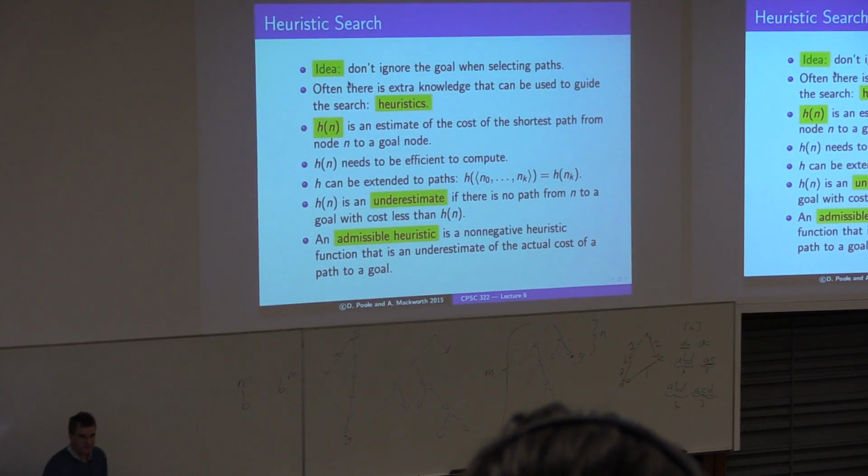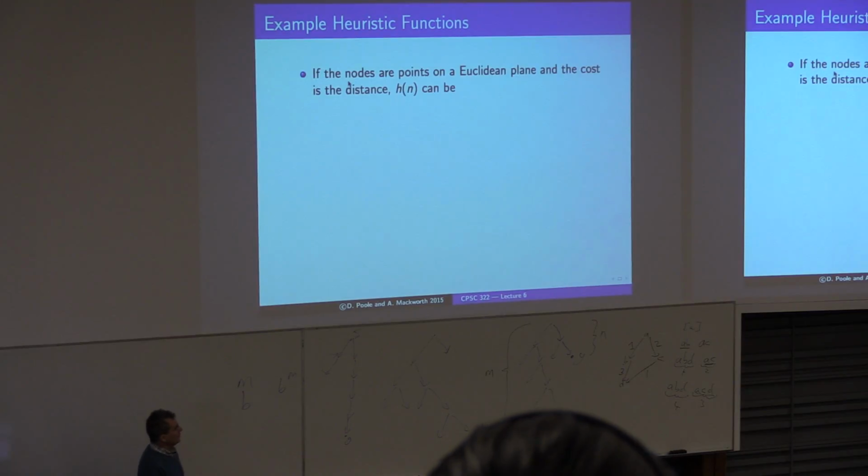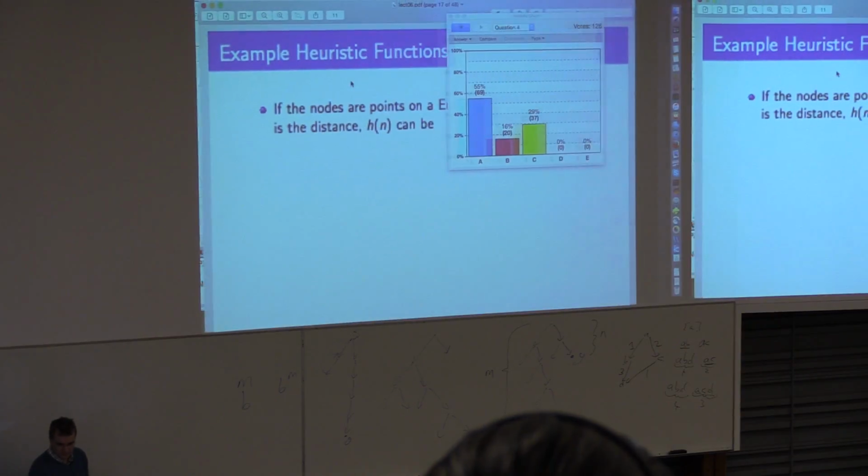All right. So let's look at some of these. If the nodes are points on a Euclidean plane and the cost is the distance, what can h of n be? We have a graph like we did before, like this Google Maps graph.